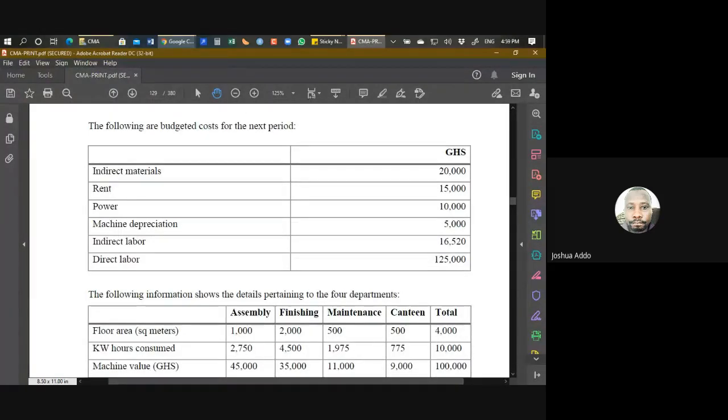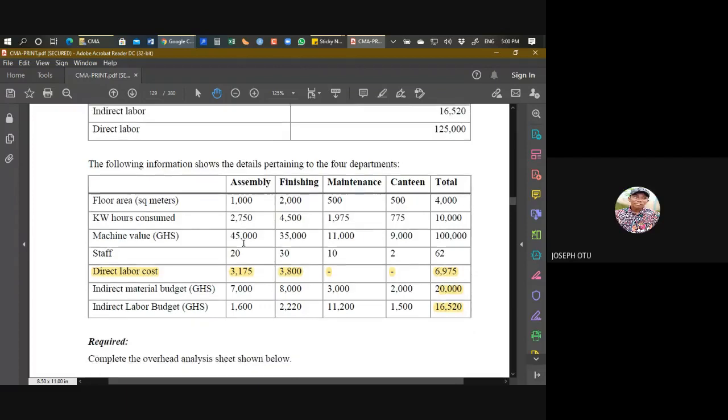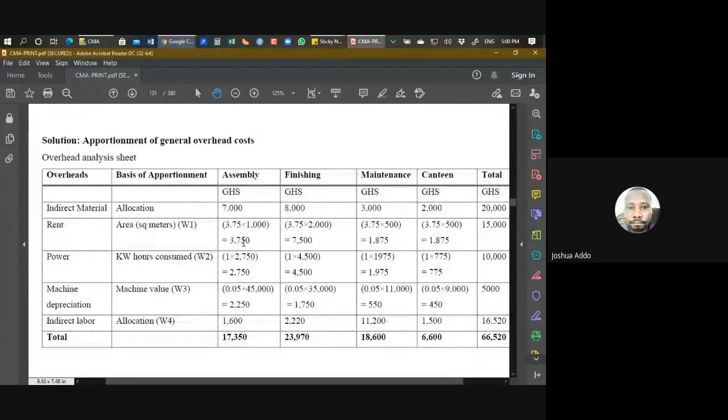We have the rent cost per square area occupied as 3 cedis 75 pesewas. So when we look at the square area occupied by assembly, it's 1,000. And every 1 square area is charged 3 cedis 75 pesewas. So the share of the rent cost that assembly needs to get is the 1,000 square area it is occupying times 3 cedis 75 pesewas. Is that understood? Is that clear? Yes, sir. So you will see that we have 3.75 times 1,000. That's 3,750 as the portion of the 15,000 rent cost that should be given to assembly.